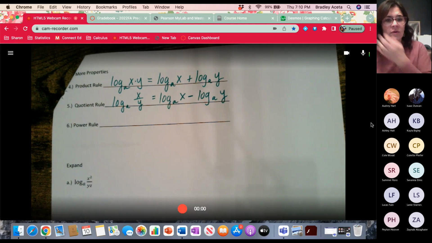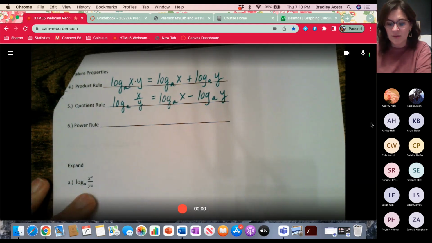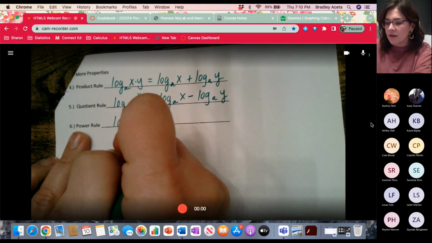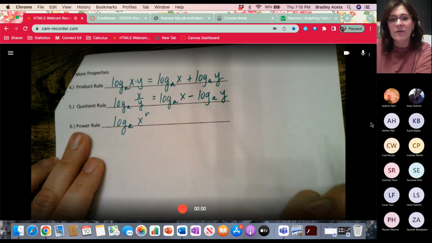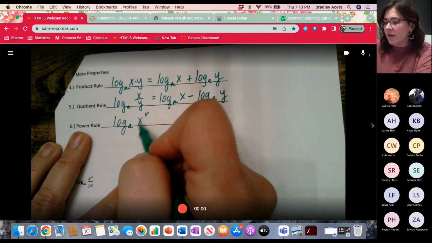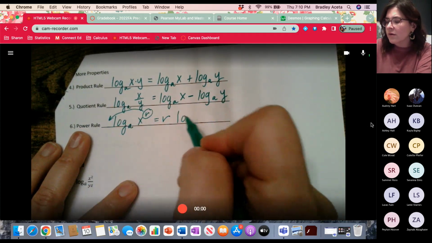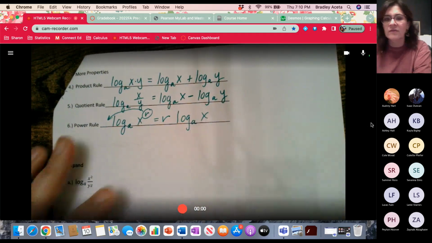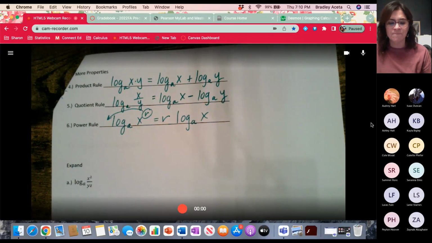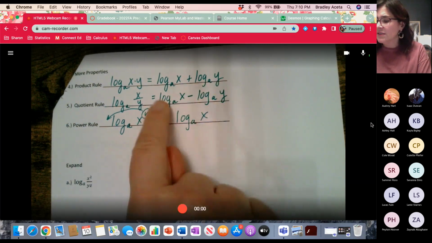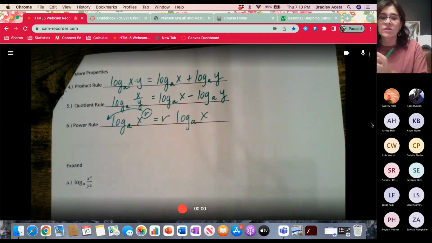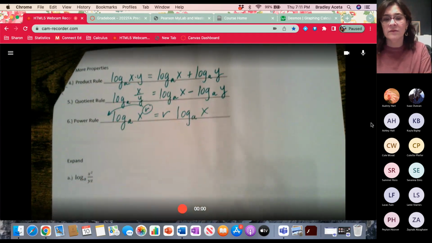And then the power rule is one of my favorites, and we'll use this one quite a bit when we solve. Log base A of x to the r power. Any power that's next to this can actually be moved to the front. It's really r times log base A of x. And so you are going to be asked to do it both ways. You're going to be asked to expand, which is this right side. This is expanding, making a bunch of logs. If they ask you, though, to condense, they want one log.